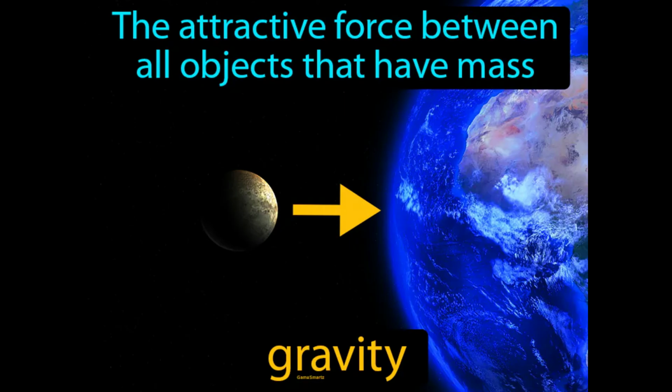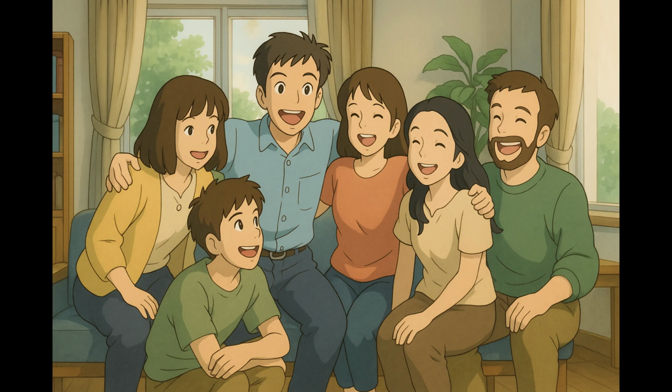The attractive force between all objects that have mass. Gravity is a force that pulls objects toward each other, like how Earth pulls us toward its surface. Imagine you're trying to organize a group of friends for a dinner party, and everyone naturally gravitates toward the friend they're closest to. This situation is similar to gravity, because just as people tend to gather around those they have strong connections with, objects with mass are drawn to each other due to gravitational attraction.